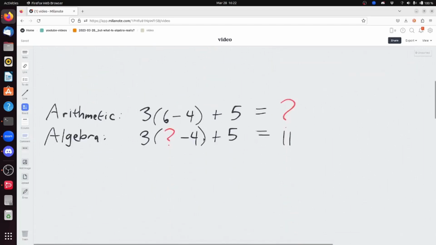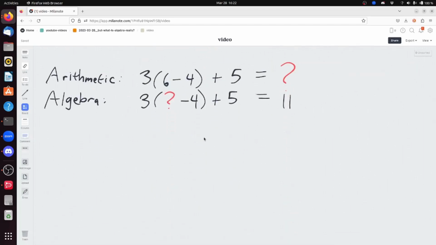All algebra is changing the order or changing what you're finding. So instead of trying to find the output based on what a bunch of inputs added, multiplied, subtracted, or divided are, what we're doing is we know what the output has to be, and we're trying to find one of the inputs. That's all we're doing with algebra.